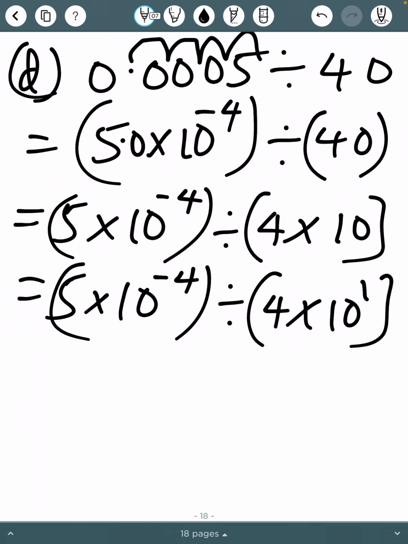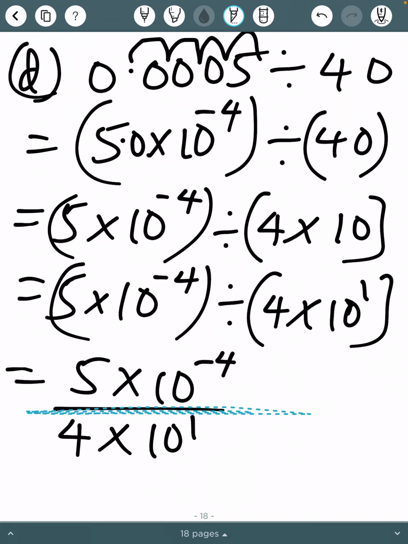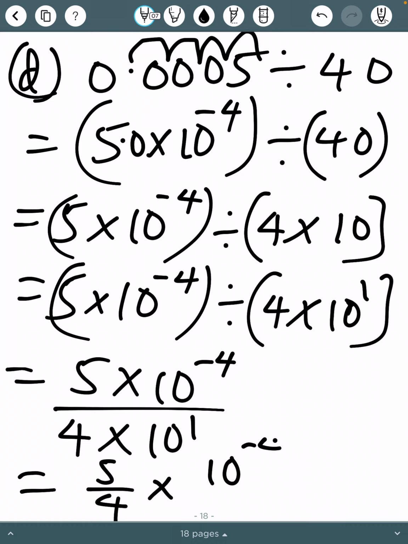So that's 5 times 10 raised to the power minus 4 divided by 4 times 10 raised to the power 1. Are you following me? So that gives me 5 times 10 raised to the power minus 4 over 4 times 10 raised to the power 1. This division sign means the same thing as this slash I have written here, underlining. So what does that give me? That gives me 5 over 4 times 10 raised to the power minus 4 over 10 raised to the power 1.